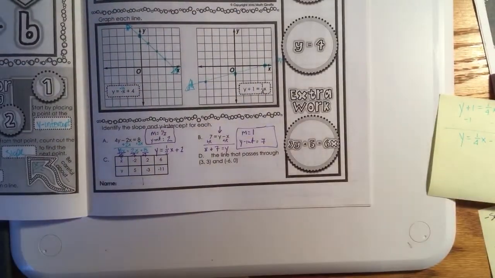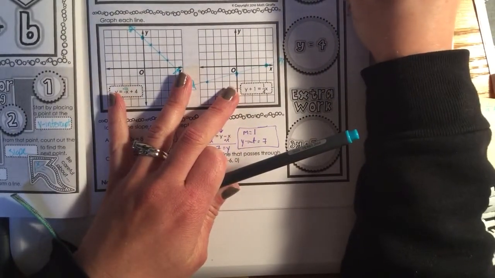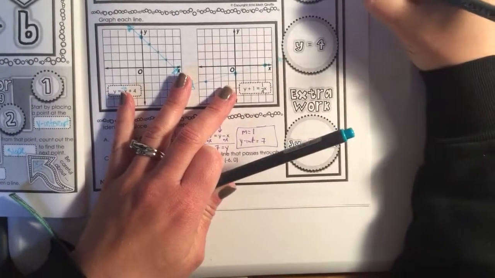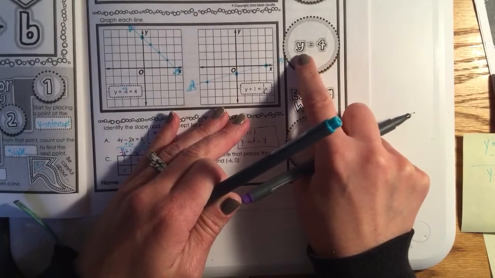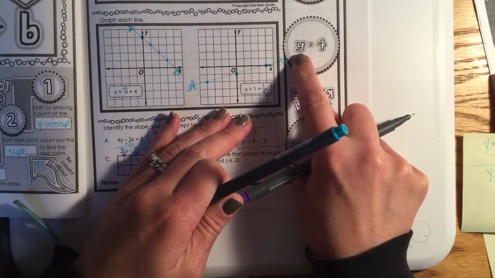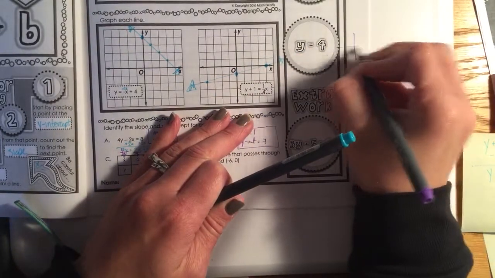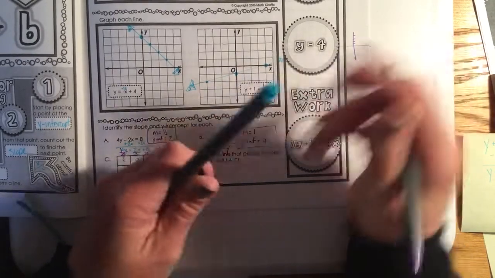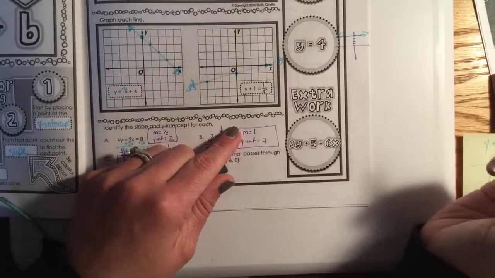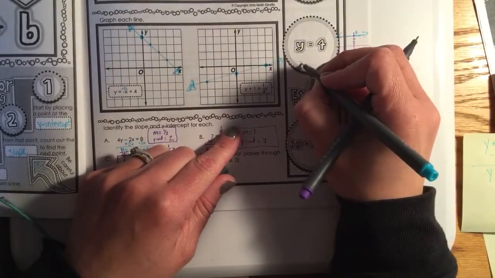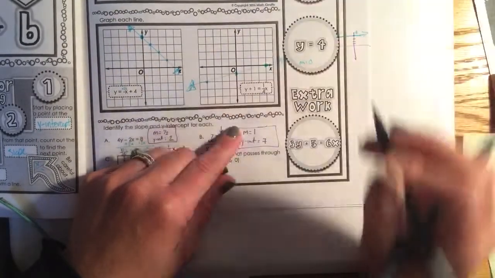Special cases, if there's nothing added on, this is a plus 0. So that means your y-intercept would be 0. Okay, if there is no x, this means that it's a horizontal line crossing the y-axis at 4. So your slope is 0. 1, 2, 3, 4. Your line would go like this. Okay, at 4, your slope is 0. This one, your y-intercept is 0.